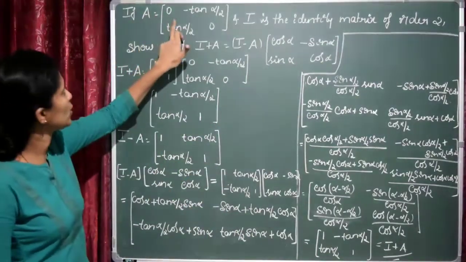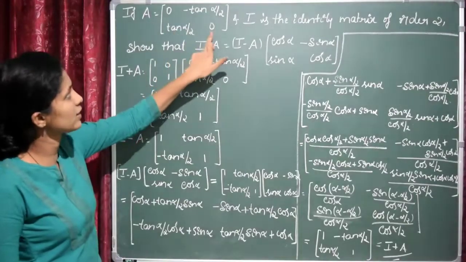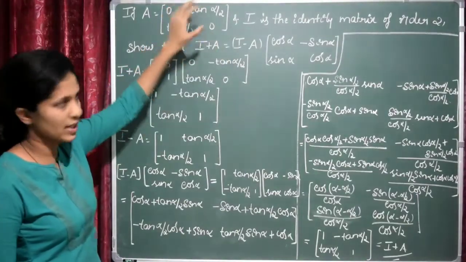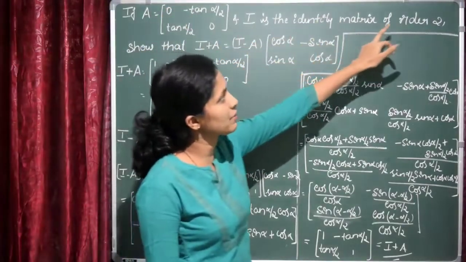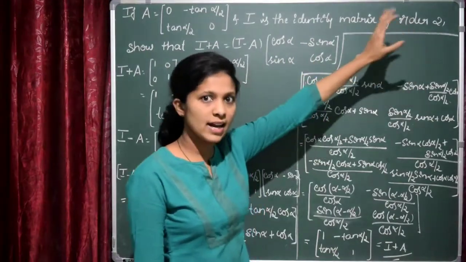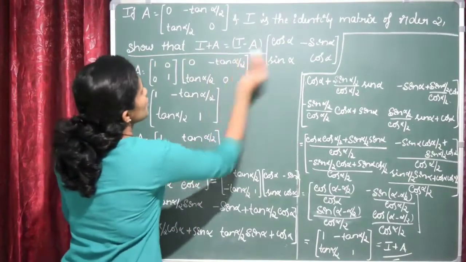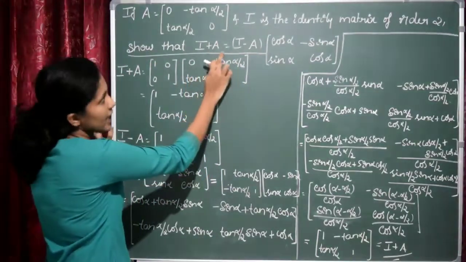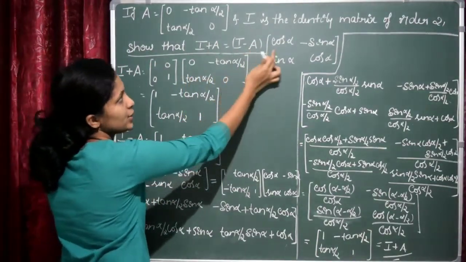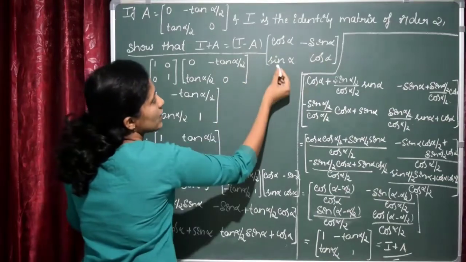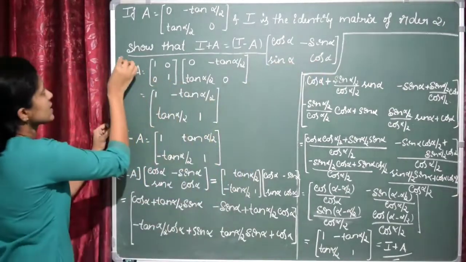If A is equal to the matrix 0, minus tan alpha by 2, tan alpha by 2, 0. This is the matrix A and I is the identity matrix of order 2. Show that, this one you have to show. Show that I plus A is equal to I minus A into the matrix cos alpha, minus sin alpha, sin alpha, cos alpha. And this is a proof.